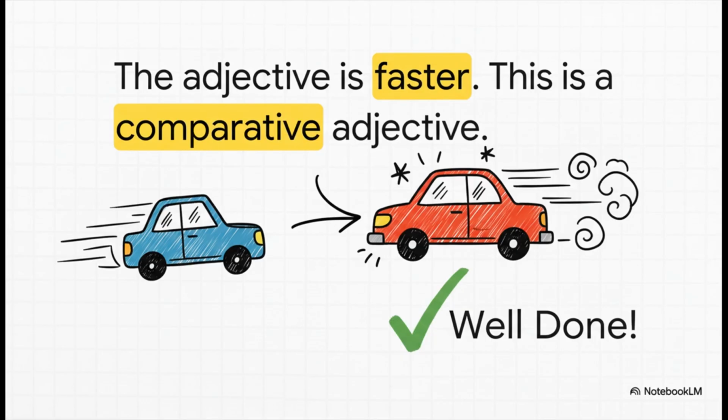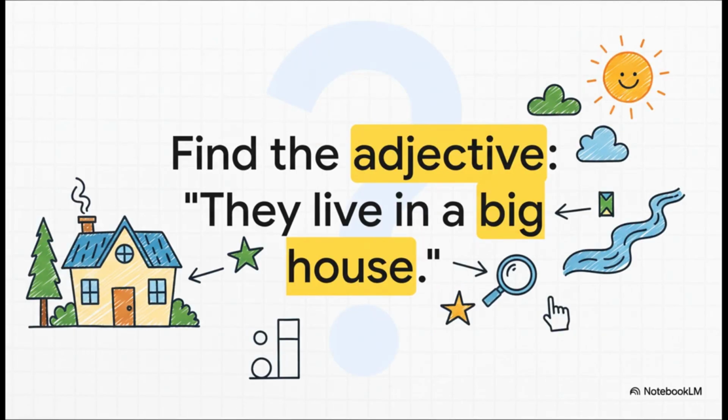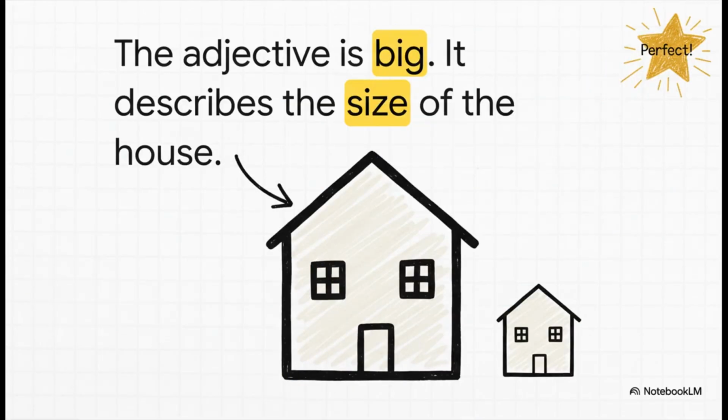Nice one. All right, last one. They live in a big house. What's the final adjective here? It's big, describing the size. Fantastic. If you got all of those, you are well on your way to mastering adjectives.